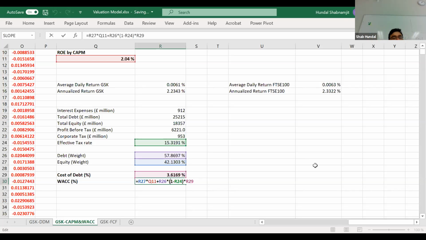The question is, why do we bring this 1 minus R24 thing? What is that? Why do we bring it in? Why don't we simply find the weighted average of share of debt multiplied by cost of debt plus share of equity multiplied by cost of equity? Why did this tax thing come in between? Anybody has a comment to make? The idea is that your debt, your interest payments, are tax exempted.